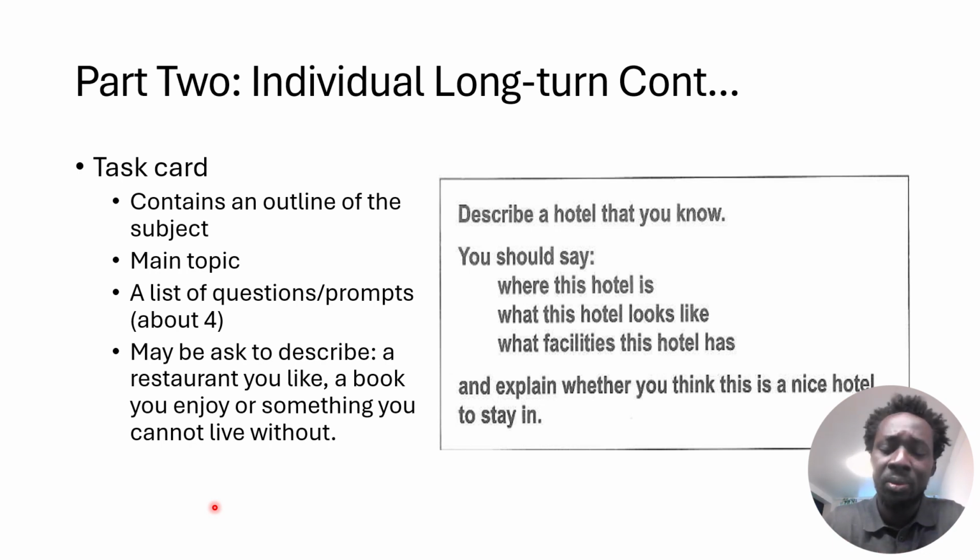And then we have a list of questions, right? In this case, we have 4 questions. Okay, let us first read the topic or the subject. Describe a hotel that you know. You should say, it is so easy. They even tell you what they expect from you. You should say where this hotel is, what this hotel looks like, what facilities this hotel has, and explain whether you think this is a nice hotel to stay in.